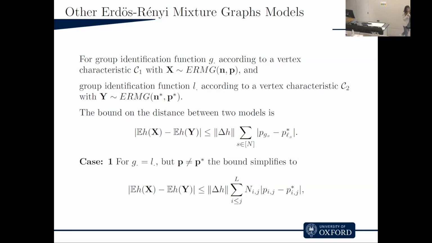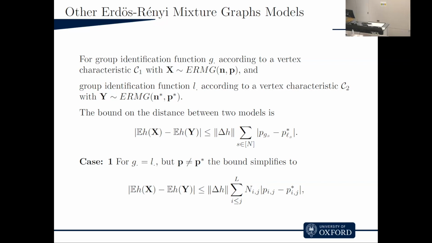So why two different mixture graph models? As I said earlier, in the ER mixture graph model we partition the nodes according to some characteristic of interest. It is possible to know more than one characteristic about the nodes.